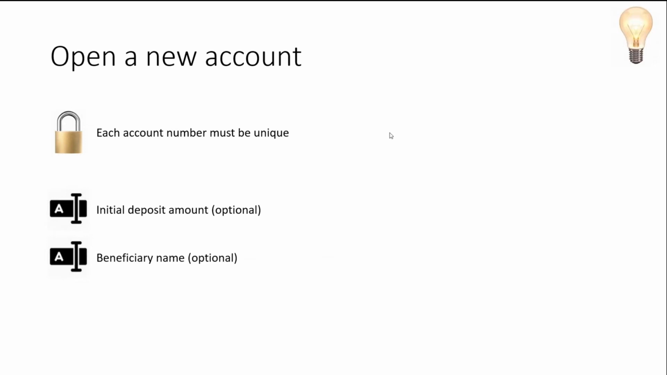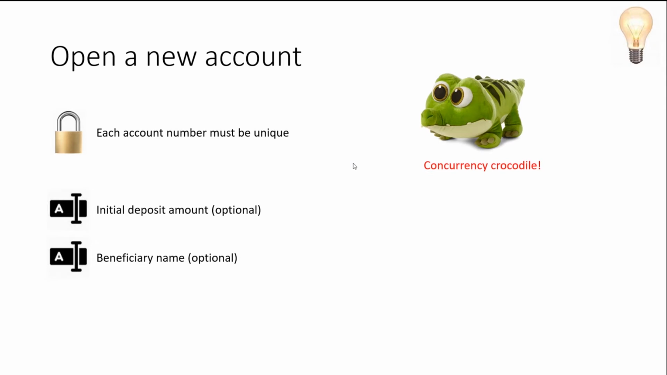Okay, so let me go through the actual operations, the commands. The first one is if we're opening a new account. So we have a command to open a new account. We have a constraint there that says each account number must be unique. And the additional data that we pass into the open account command is a deposit amount and also a beneficiary name, who the account is being opened for. Now, you can see there the constraint, each account number must be unique. That introduces the villain of our piece, which I'm calling the concurrency crocodile.